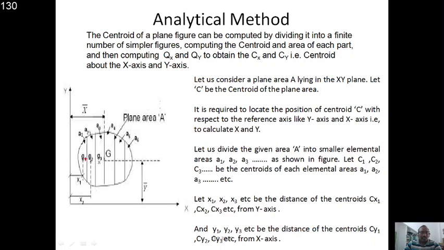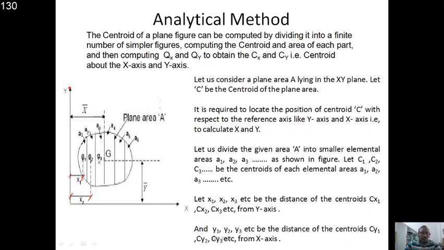In this case, we divide the area parallel to the y-axis to obtain the x bar value. After dividing into a number of segments, we calculate each part's area: A1, A2, A3, like that. Once each becomes a simple basic shape, we locate its centroid in terms of the x value for each segment from the reference axis.